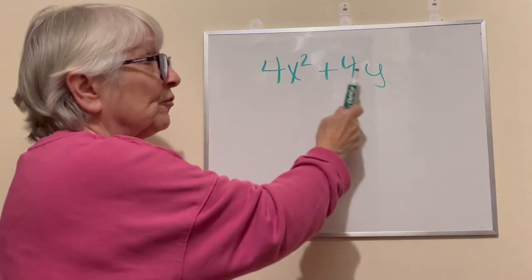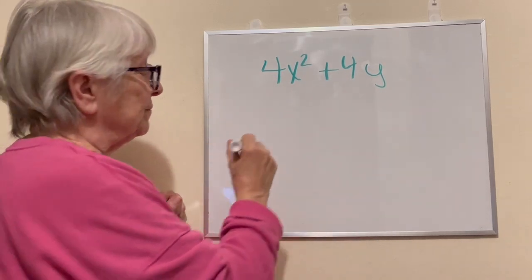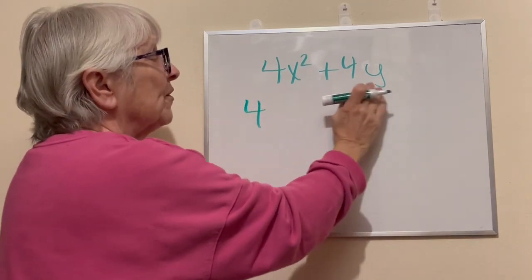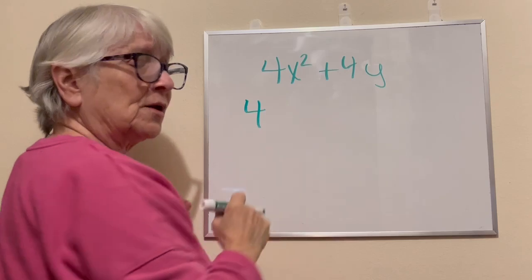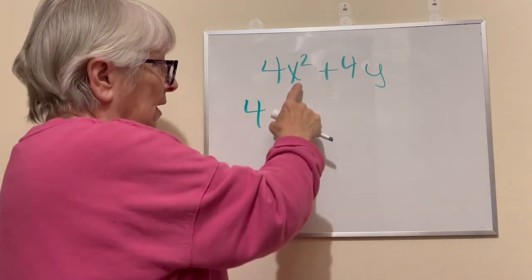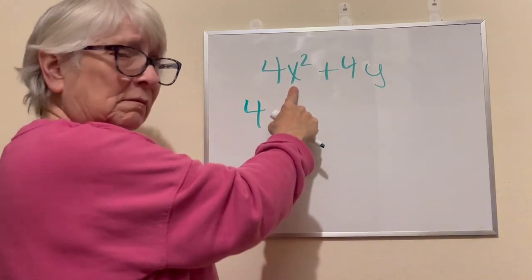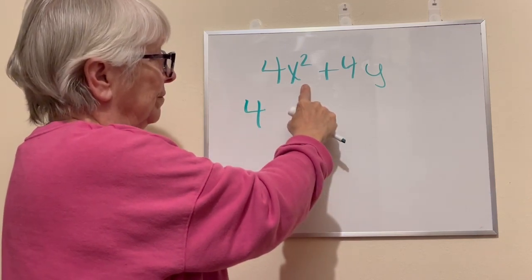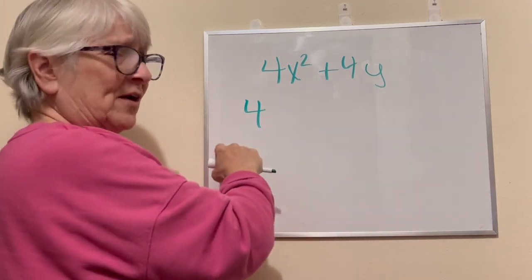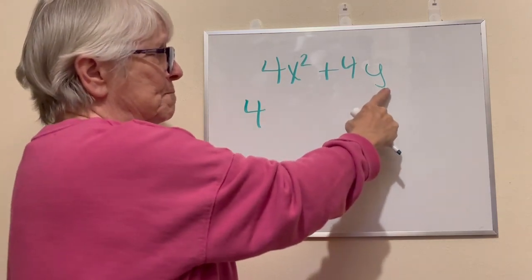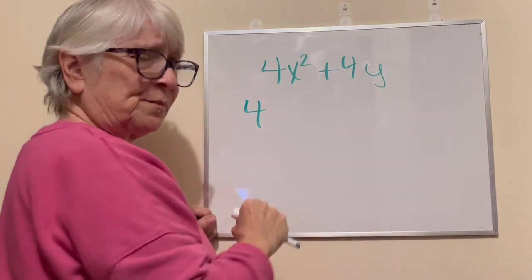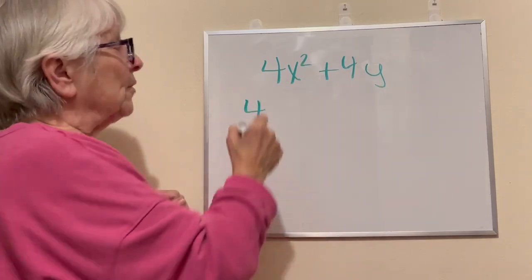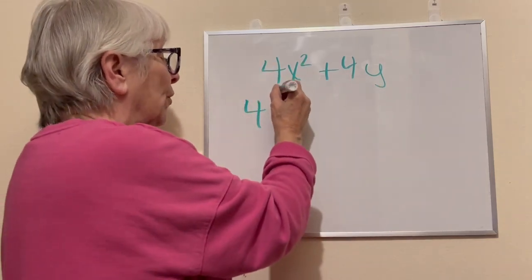Obviously, I can factor a 4 out because there's a 4 in each of them. So I'm going to put the 4 here. Then I'm going to check the variables, the unknowns. Is there a y in this term? No. So I can't factor that y out. Is there an x in this term? No, there's not. So I can't factor an x out. I can only factor the 4.